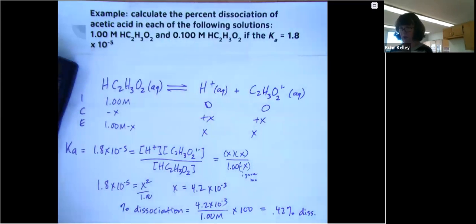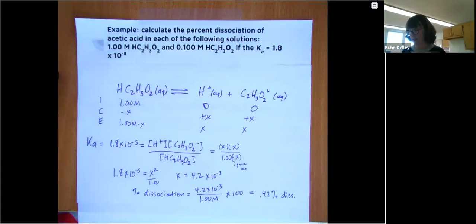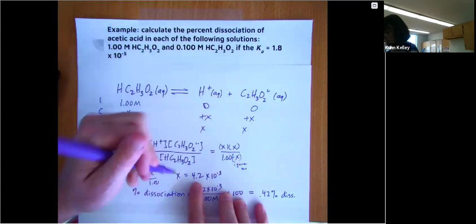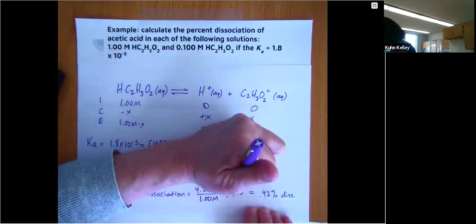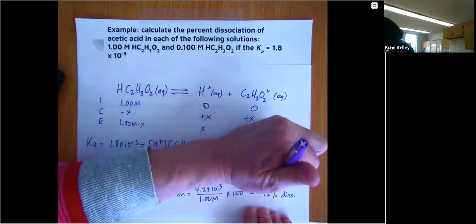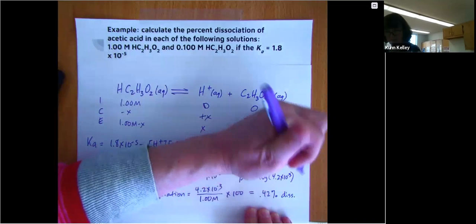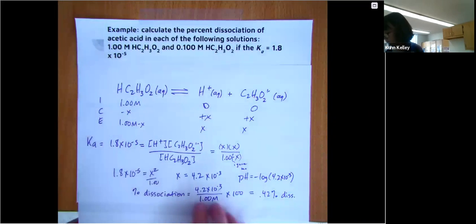So my 1 molar concentration dissociates 0.42%. I could also figure out the pH of this. Remember that X is my hydrogen ion, so my pH is the negative log of 4.2 times 10 to the negative third. If I take the negative log of that number, I get 2.38.